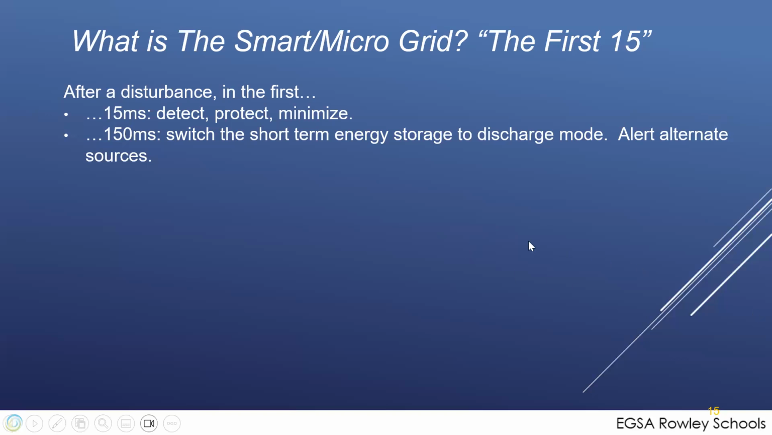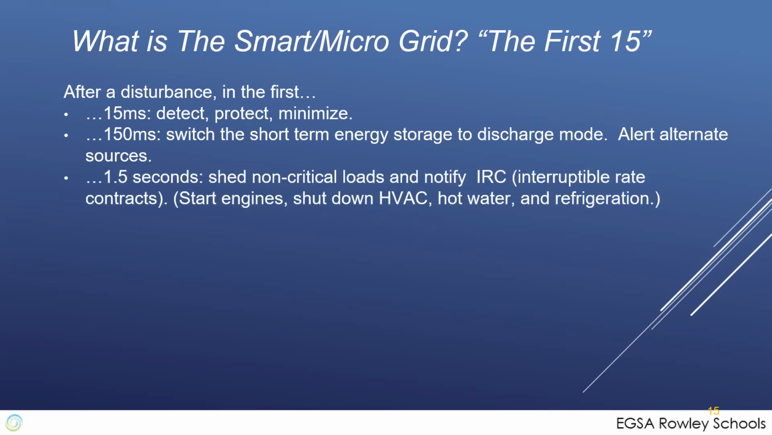The energy storage, like compressed air energy storage and battery energy storage, is switched to discharge mode to support the grid and keep the rest of the grid up. In about a second and a half, you shed your non-critical loads, sending an interruptible rate contract load a signal that says, I'm going to take you offline. I'm in what's called a time of constraint. I don't have enough power on my grid. My spinning reserve has fallen too low. I need to support my critical loads on the grid, so I'm going to isolate.